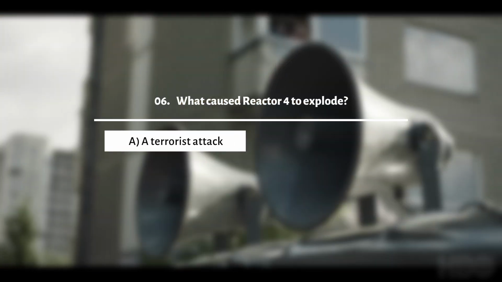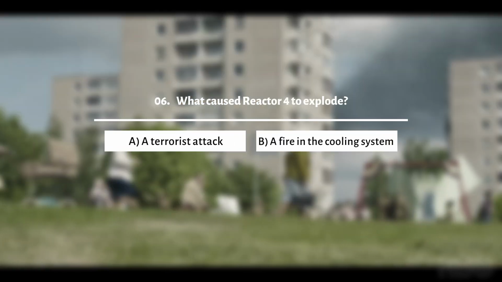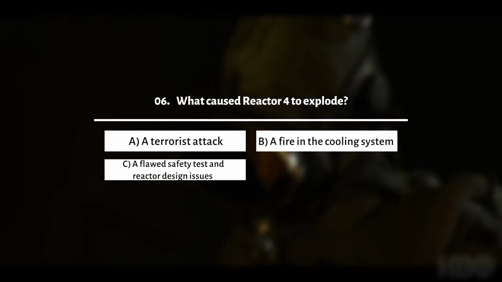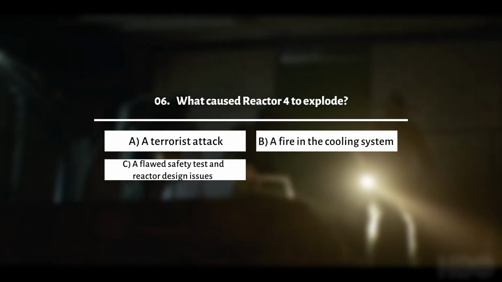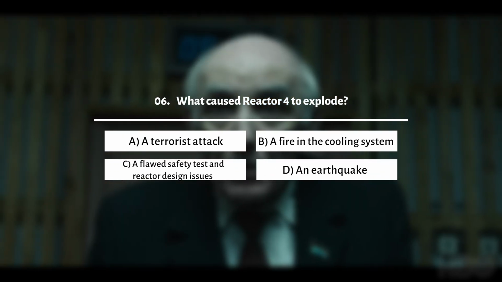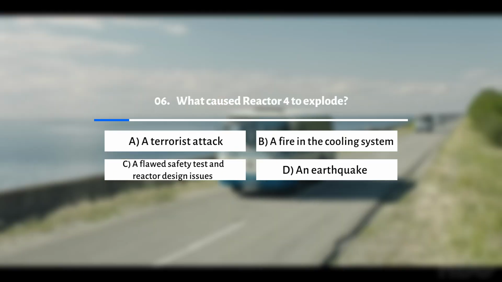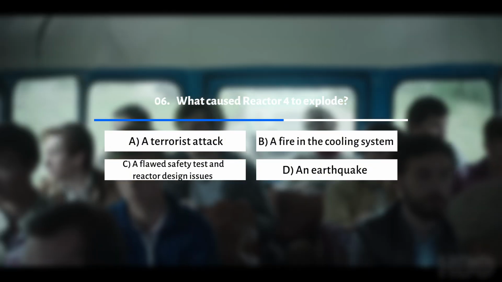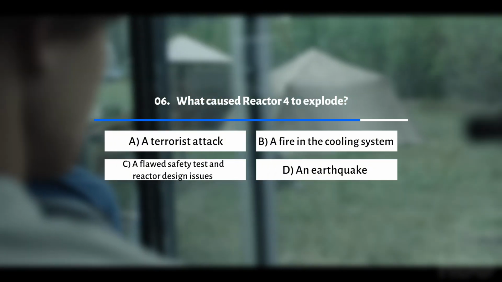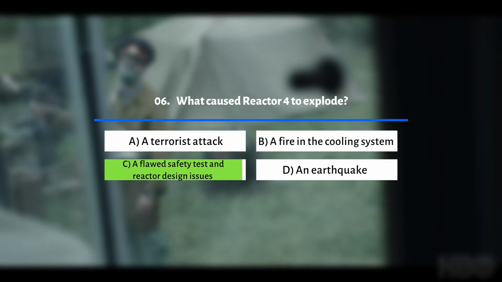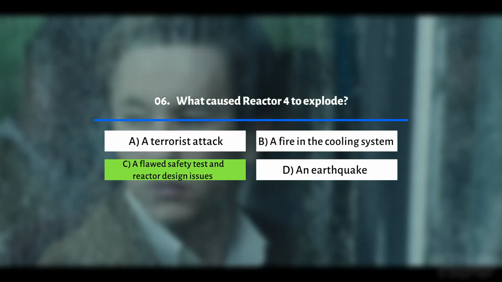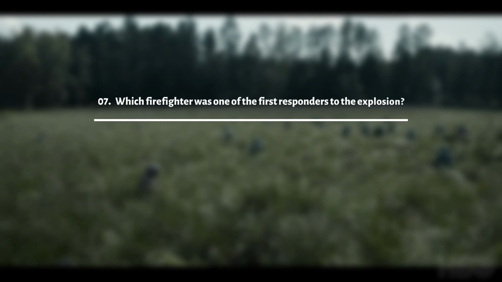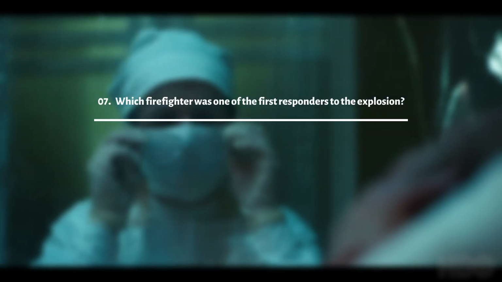A. A terrorist attack. B. A fire in the cooling system. C. A flawed safety test and reactor design issues. D. An earthquake. Correct answer, a flawed safety test and reactor design issues. 7. Which firefighter was one of the first responders to the explosion?